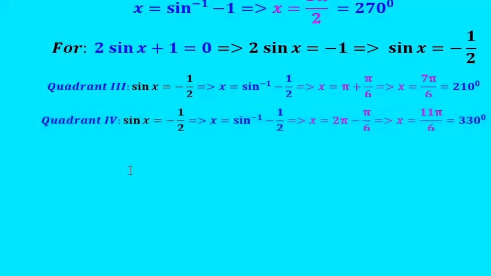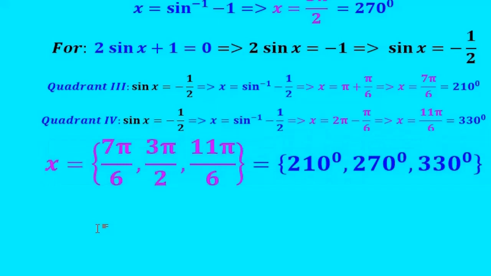Or it is in the fourth quadrant, sine x equals minus half, x equals sine inverse of minus half, that is x equals 2 pi minus pi over 6, that is x equals 11 pi over 6, which is 330 degrees. So the solution is x equals 7 pi over 6, which is 210 degrees, and that is in the third quadrant. Then 3 pi over 2, which is 270 degrees, and that is the quadrantal angle. Then 11 pi over 6, which is in the fourth quadrant, it is 330 degrees.